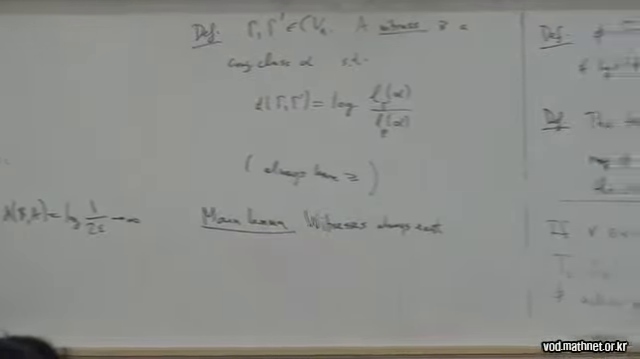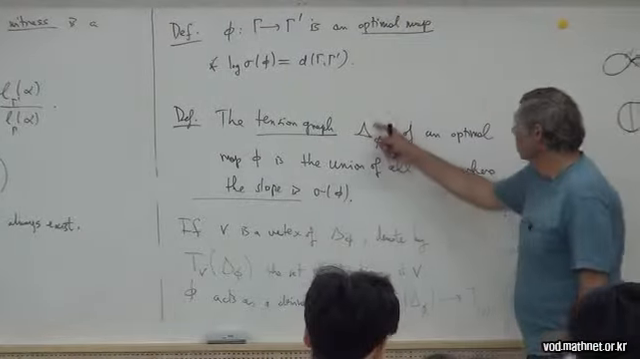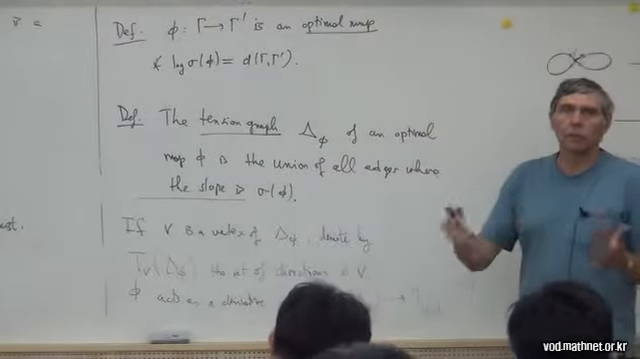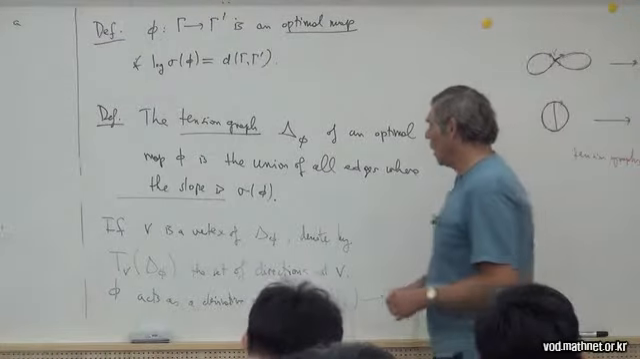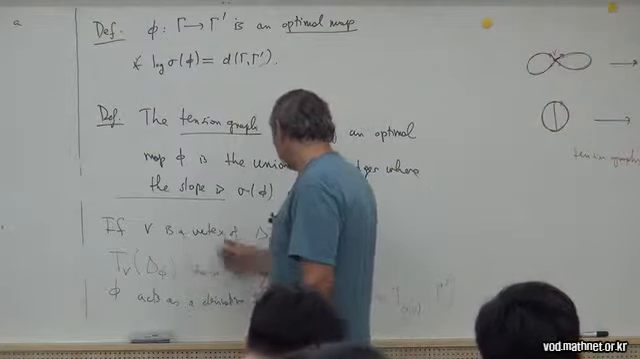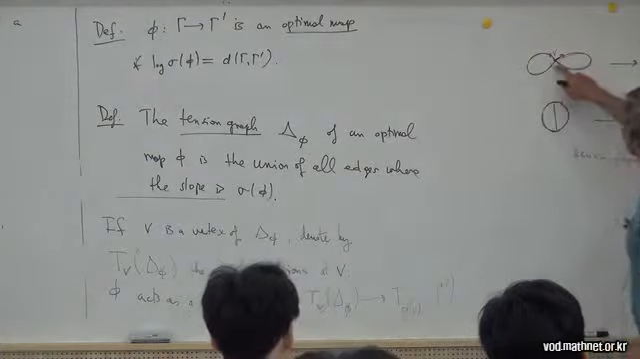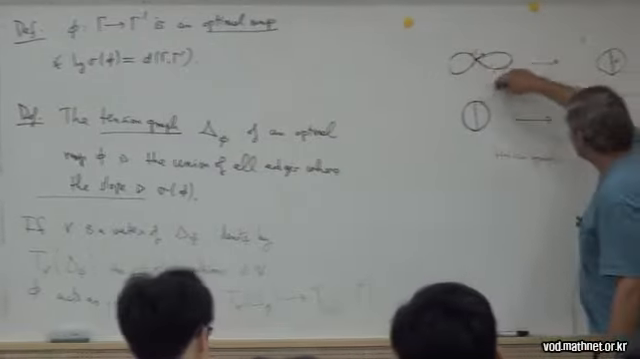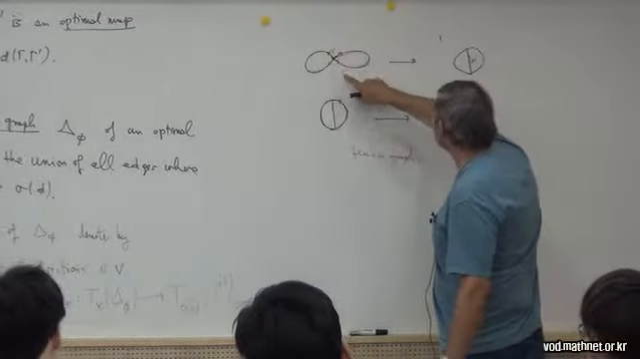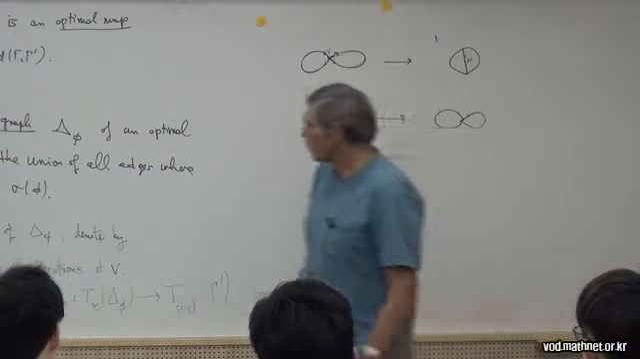So the first one was the tension graph. This is simply just the union of edges where the slope is maximal. And then there's this notion of these directions, and then the phi acts as the derivative. So there are these little tangent vectors, and they get sent by the map to tangent vectors in the target. Okay, that's what we have so far.